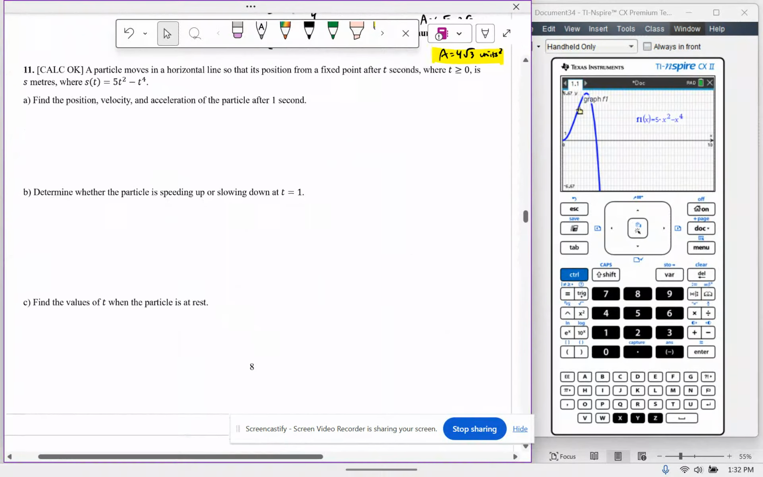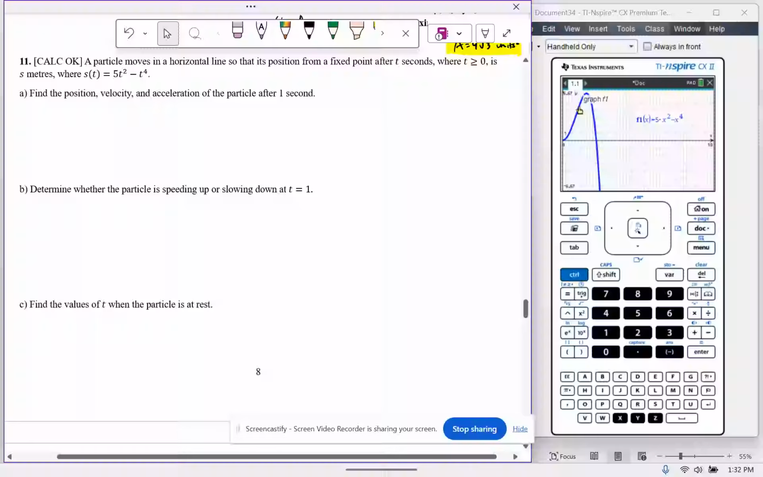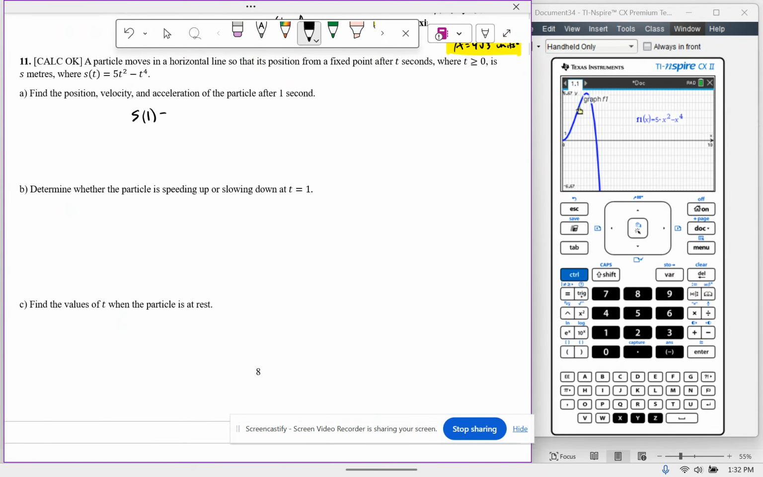So, a particle moves in a horizontal line so that its position from a fixed point after t seconds, where t is greater than 0, is s meters, where s of t is equal to 5t squared minus t to the 4th. Find the position, velocity, and acceleration of the particle after 1 second. So I graphed this guy over on my calculator just to save some time for the video. You can pause the video and graph it at home if you want. It says that I'm going to need to evaluate the original for 1, the velocity function for 1, and the acceleration function for 1.